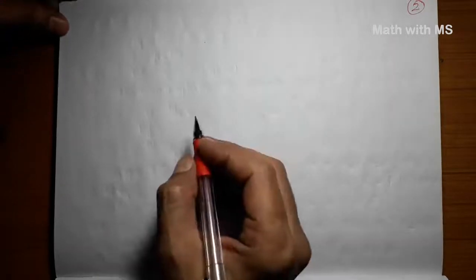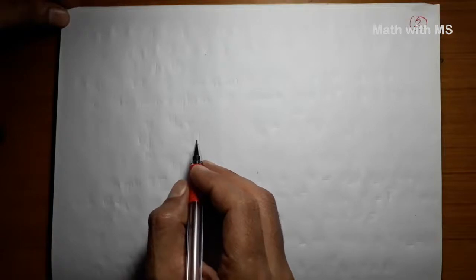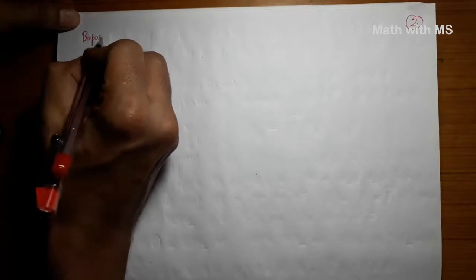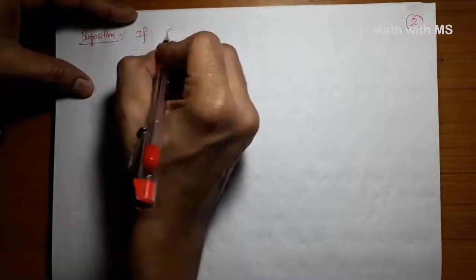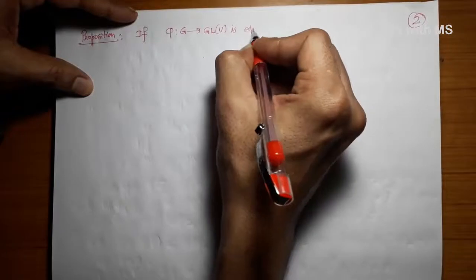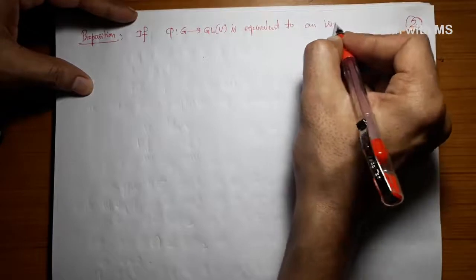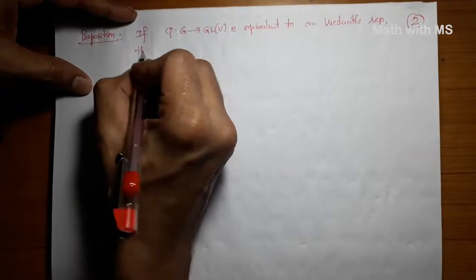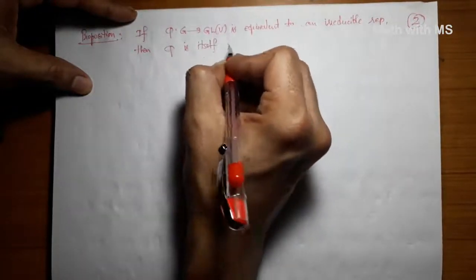Analogous to the previous proposition, one can also make similar statements for irreducibility and complete reducibility. So I will just write them in a single statement. Proposition. If phi from G to GL(V) is equivalent to an irreducible representation, then phi is itself irreducible.